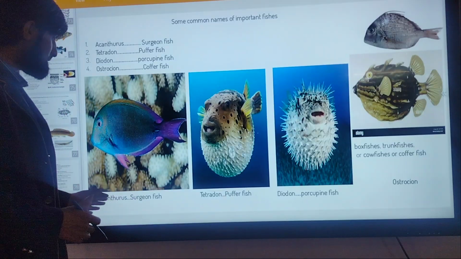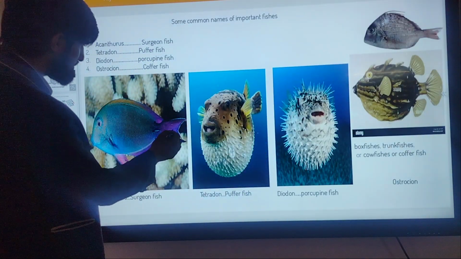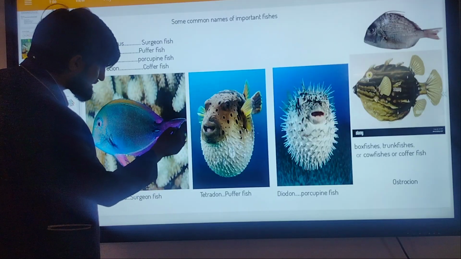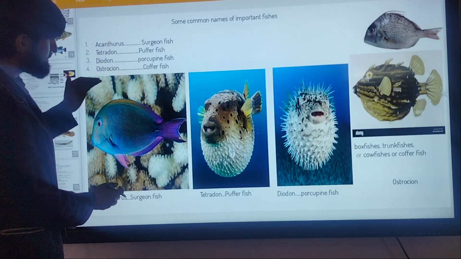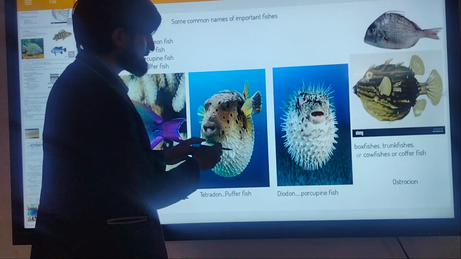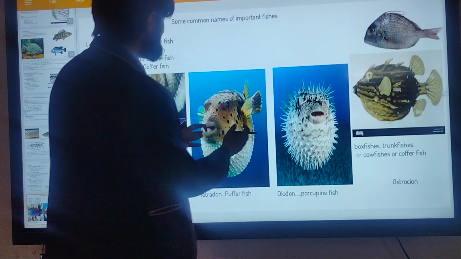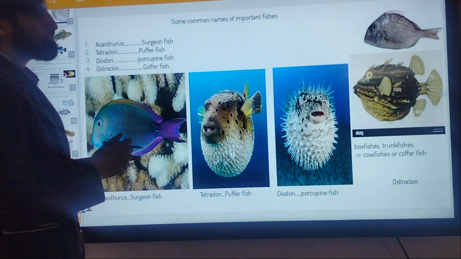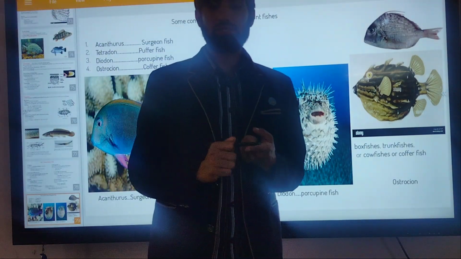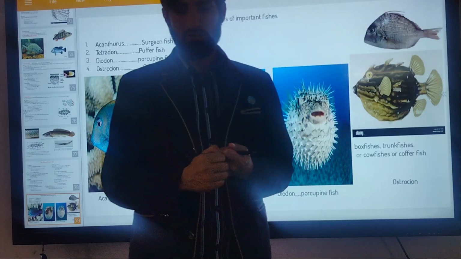You can see here Acanthurus. We call it surgeon fish, Acanthurus, because of the blade-like structure. Tetraodon, puffer fish, because of its body structure. Diodon, porcupine fish, because of its spines. These beautiful colored fishes are because of the presence of certain types of cells called chromatophores present on the skin.